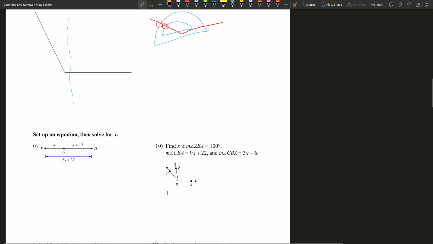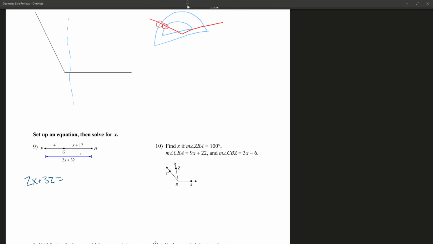Number 9 and 10. Number 9 and 10 rely on the segment addition postulate and the angle addition postulate. All right. So this blue line, this bottom line, gives you the whole measure. All right. So 2x plus 32 is going to be equal to the sum of these two parts. So 2x plus 32, the entire thing is going to be equal to 4 plus x plus 17.